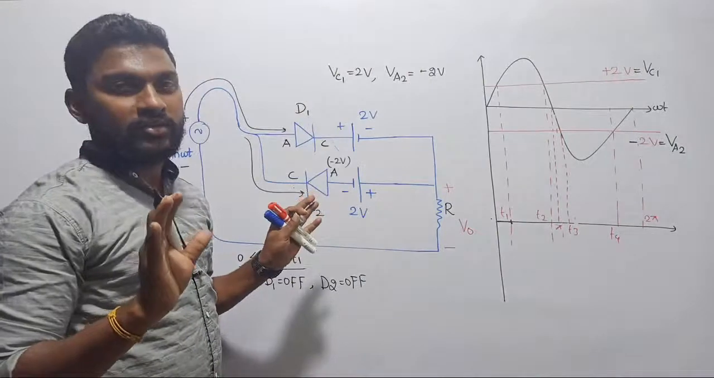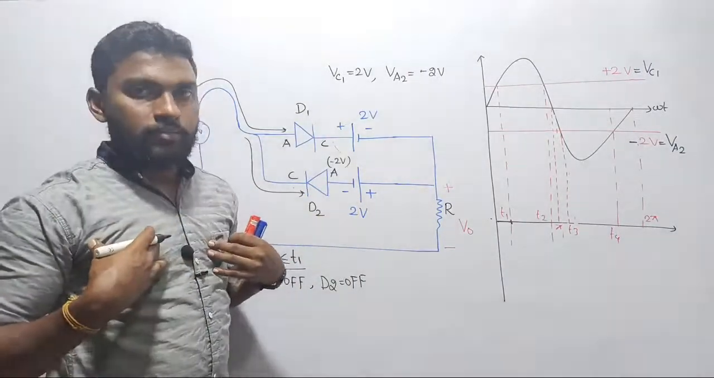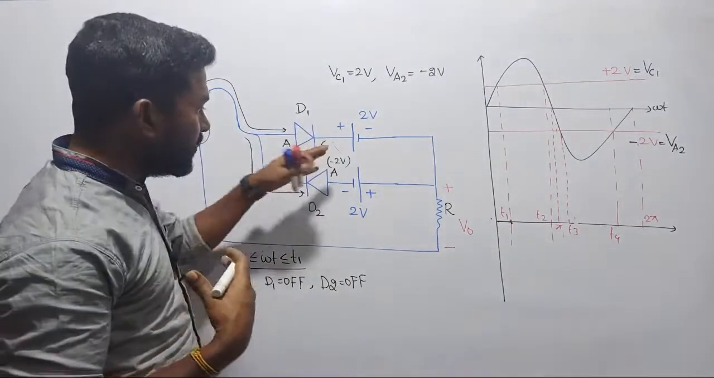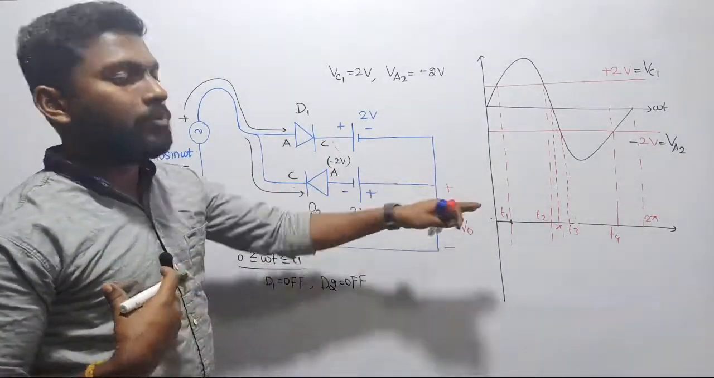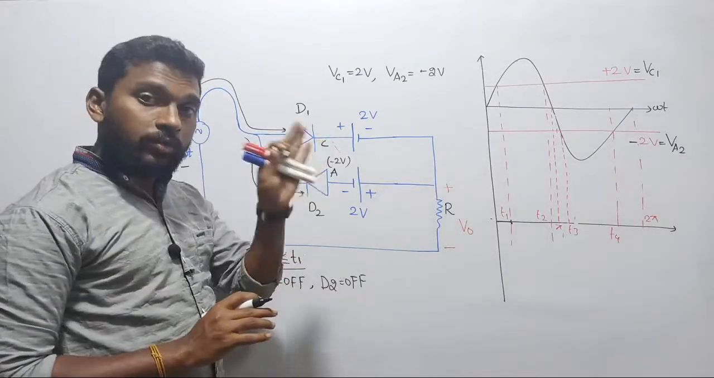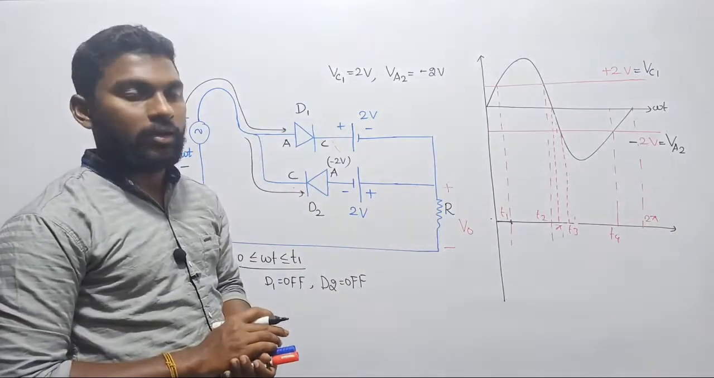Just try to understand, because these are all my own values. Whichever values I am considering here, for those I am drawing the waveform. In your examinations, you will be tested with general circuits only. I am repeating, right? Okay, fine.